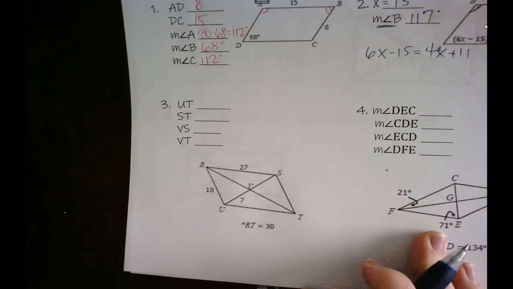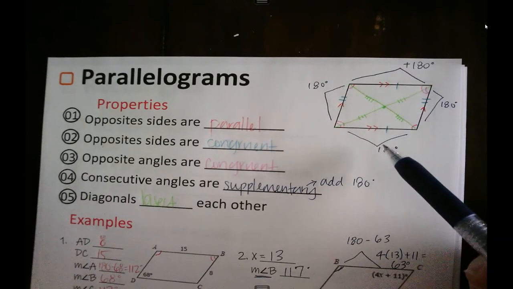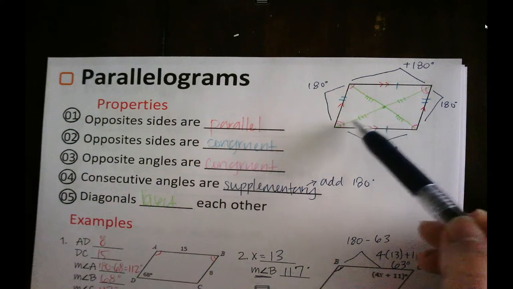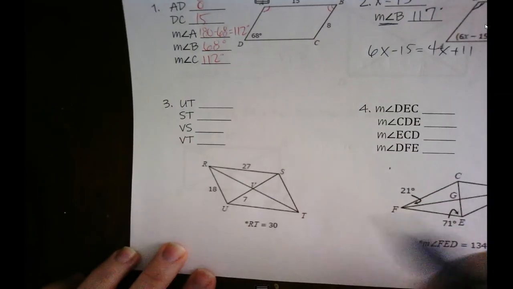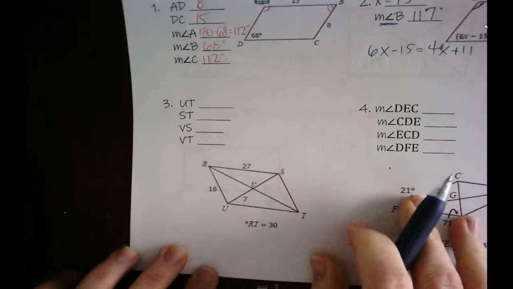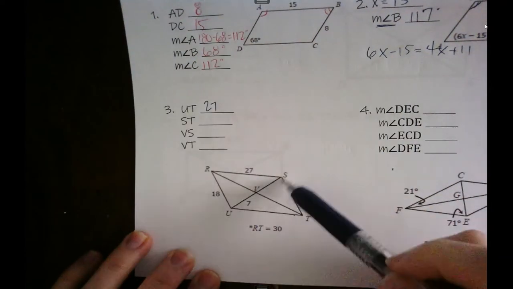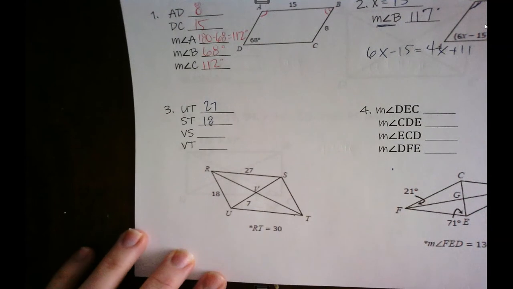All right, number 3, we're looking at our sides and our diagonals. And so we know sides opposite of each other are congruent, and diagonals bisect each other in the middle. So whatever is on this side of the diagonal, that's the same as the other side. So we want to know what UT is. Opposite side is 27, so that is 27. What's ST? Opposite side is 18, so ST has to be 18.